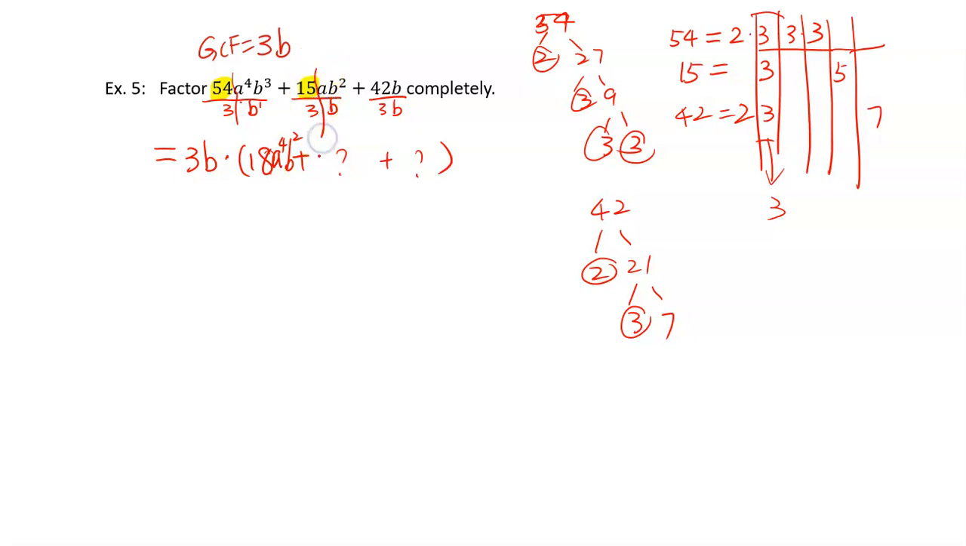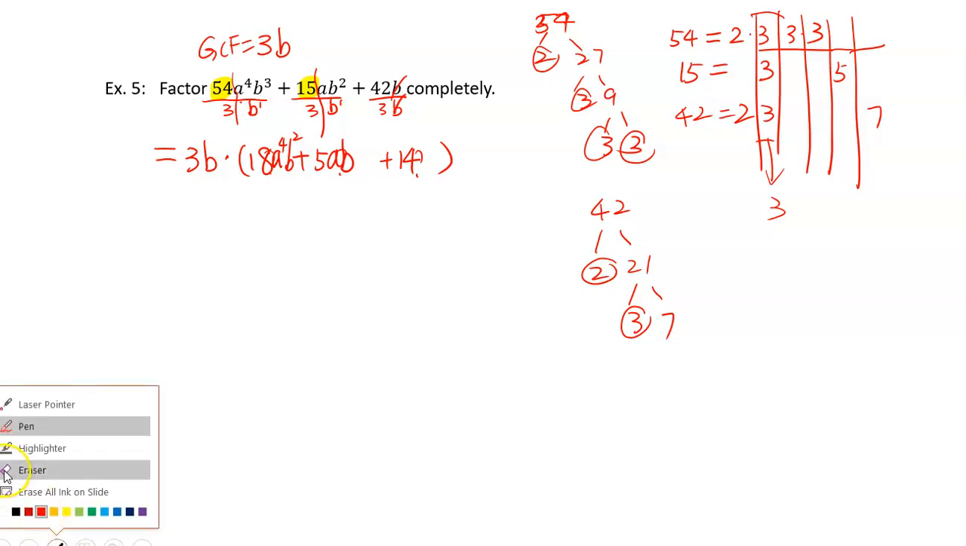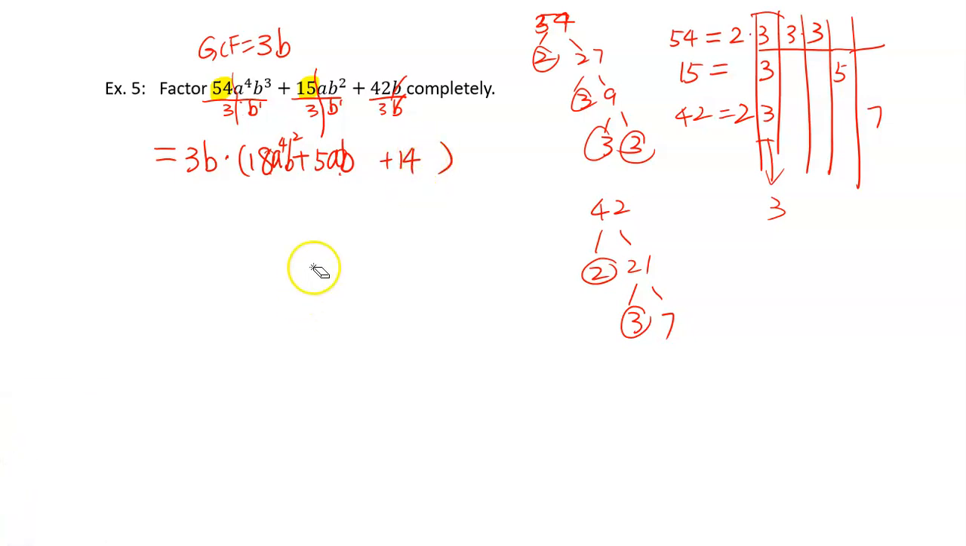Next, 15 divided by 3 is 5. There's nothing to divide with a. And b squared divided by b gives us b. 2 minus 1 is 1. Finally, 42 divided by 3 is 14. And b cancels b, so we don't have any letters for this, just the 14. So that would be the final answer.